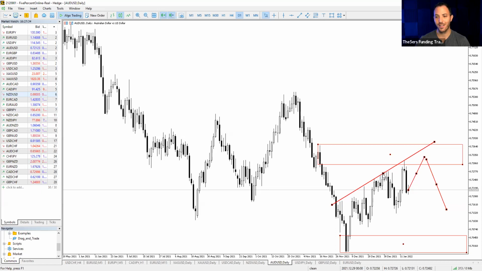I couldn't double check it or back it up with indicators, but I see the channel forming here. So I want to be more bearish than bullish on this one.